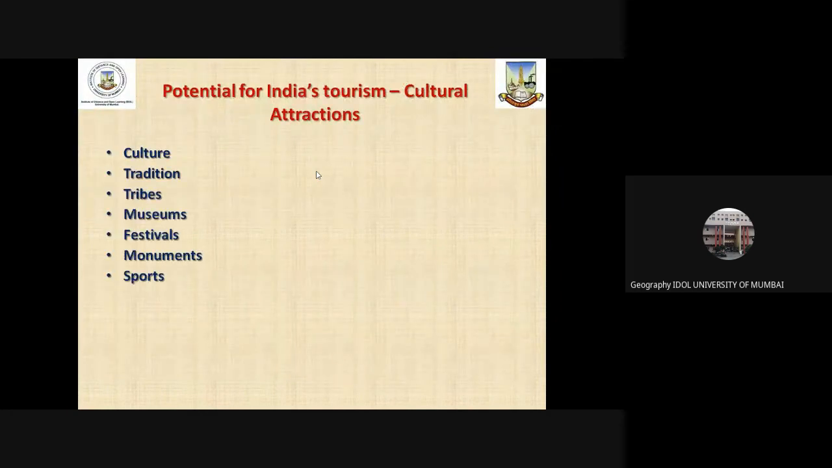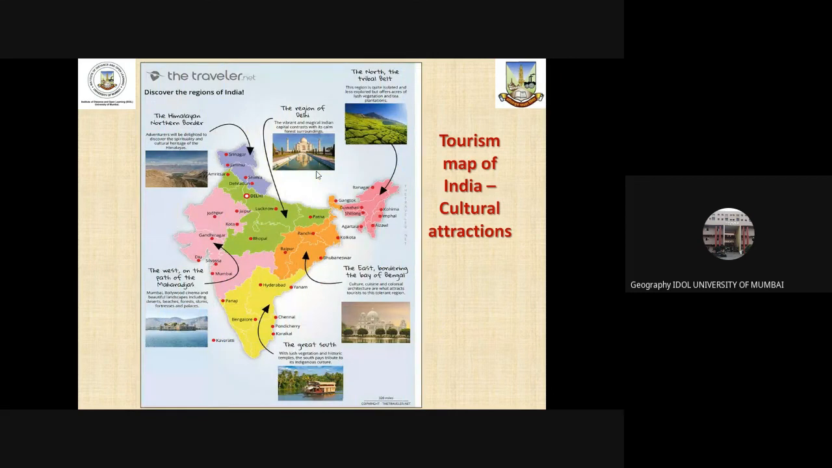On the other hand, cultural attractions are in terms of culture, tradition, tribes, museums, festivals, monuments, sports, cuisine and dance, crafts and arts, and also important statues, like the Statue of Unity in India. So these are important cultural tourist attractions. The important places of cultural interest are given in this particular map.